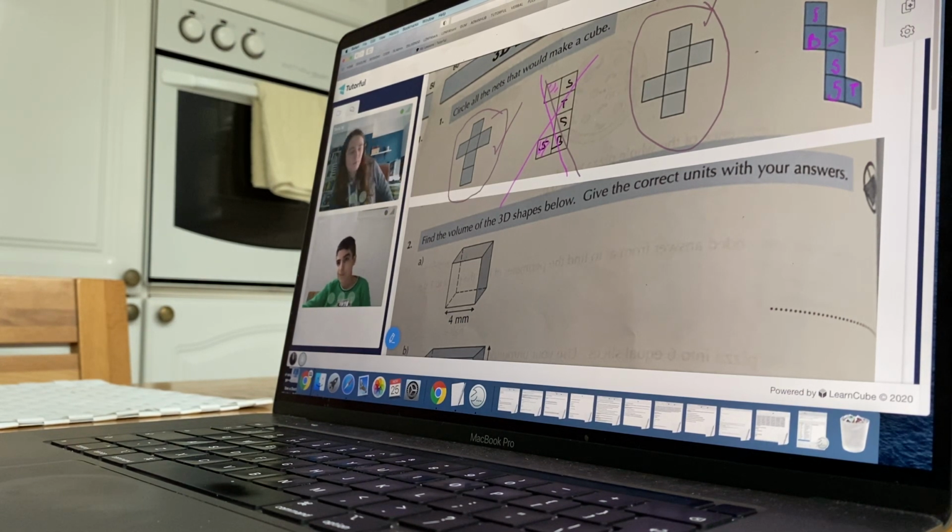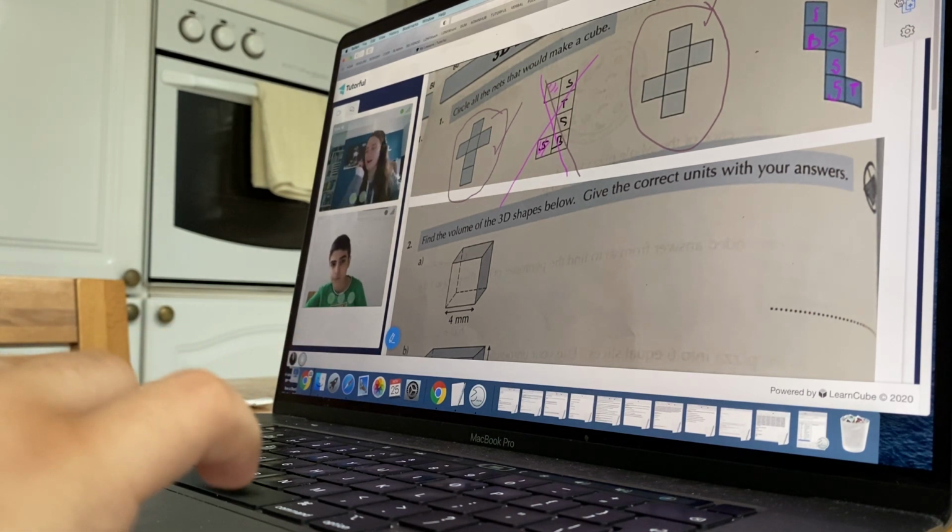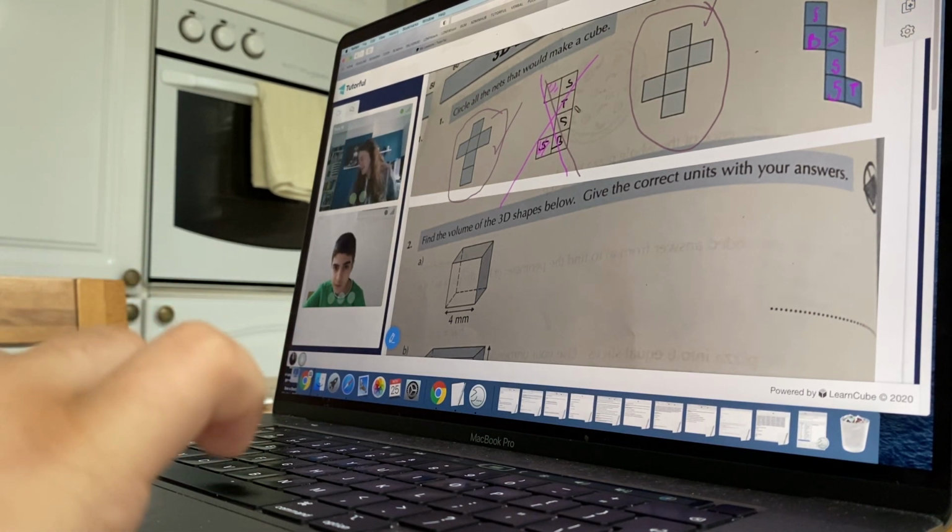I think it will. I was just trying to look behind me to see if I had a Rubik's Cube on the shelf, but I don't think I do.